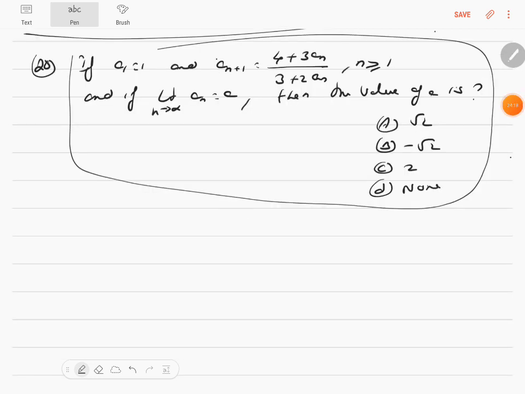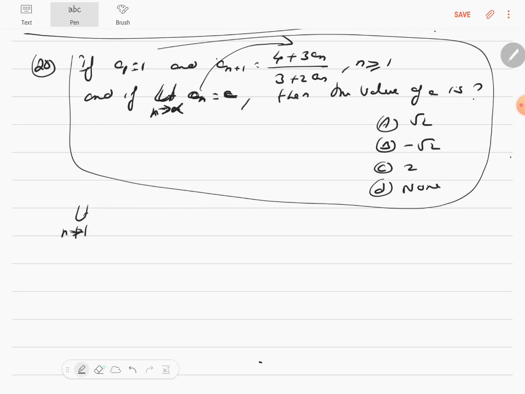Let's try this question. They have given a1 is equal to 1, a n plus 1 is equal to 4 plus 3an by 3 plus 2an, where n is greater than or equal to 1. And limit of n tends to infinity, an is equal to a. That gives me an idea that I can put this here and therefore do the sum for limit of n plus 1 tends to infinity. If n is tending to infinity, obviously n plus 1 will also tend to infinity.